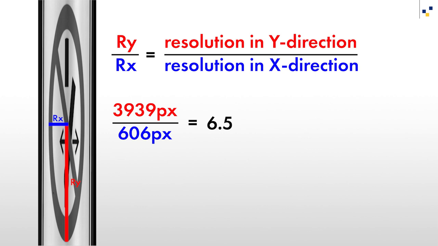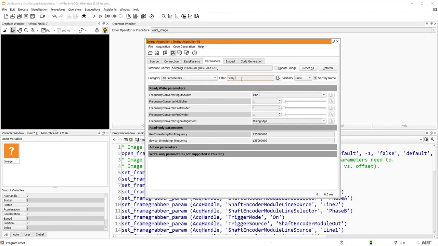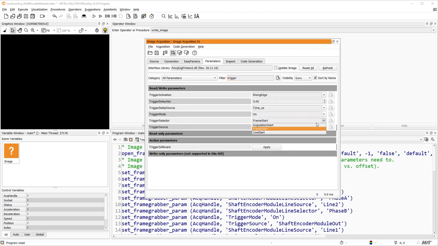Since we are using the shaft encoder module as line trigger and the shaft encoder utilizes 2 pulses at a time, we need to multiply this value by a factor of 2. So, we set FrequencyConverterInputSource to ShaftEncoderModuleOut, FrequencyConverterPreDivider to 13. And for our line start trigger, we set the source to FrequencyConverter.